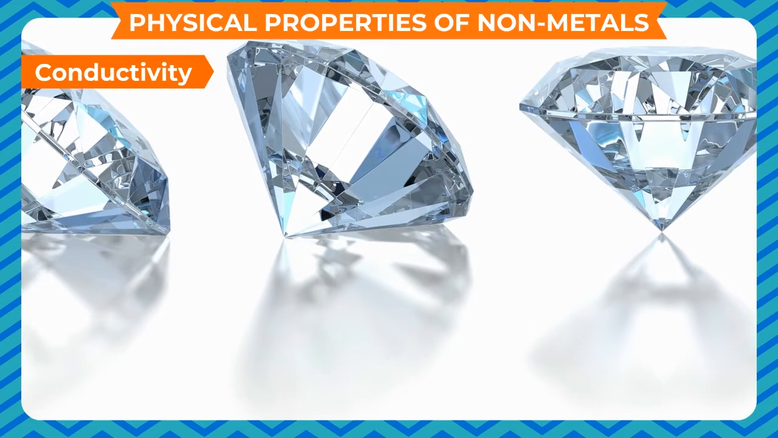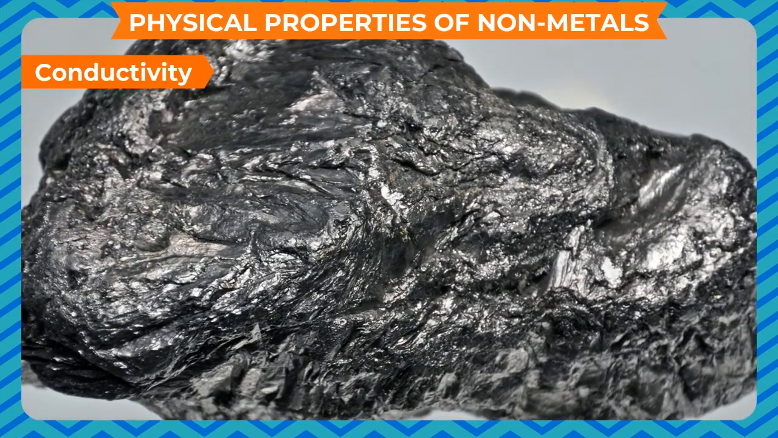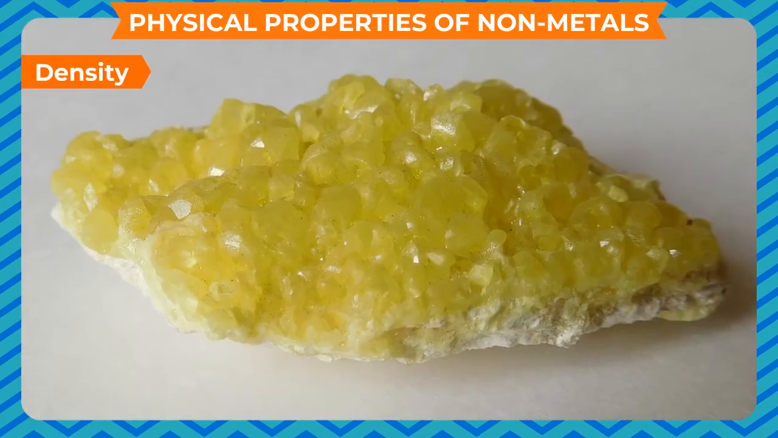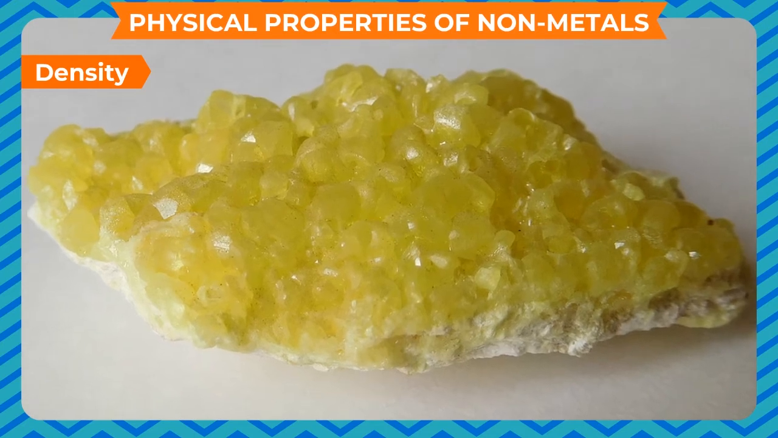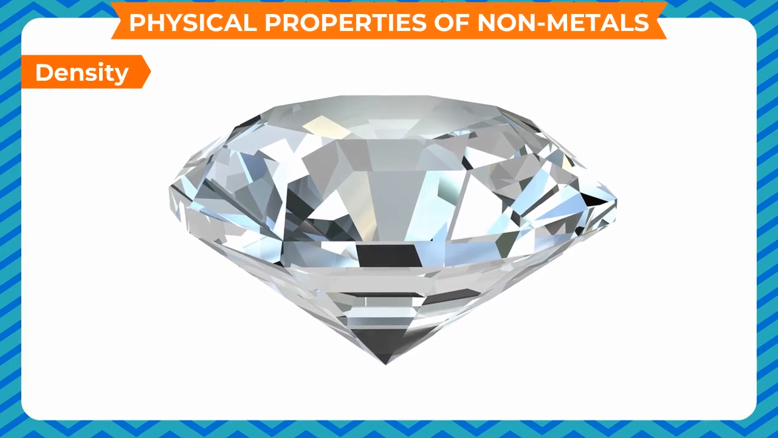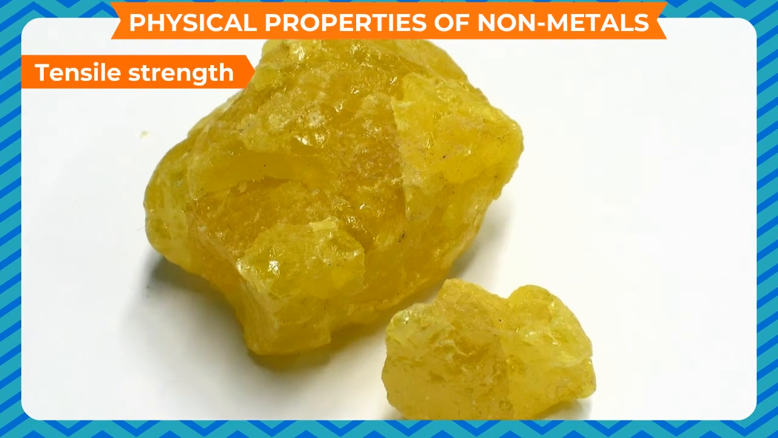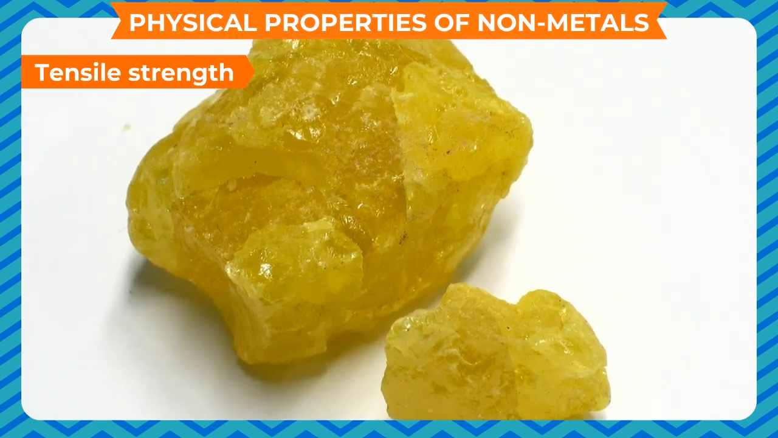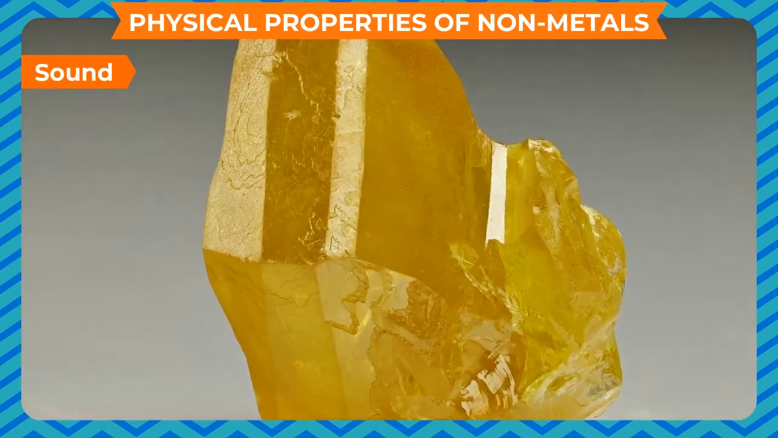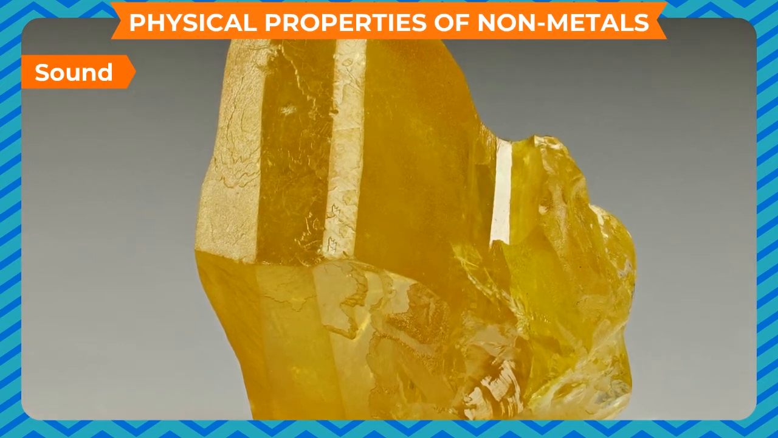Conductivity. Non-metals do not conduct heat and electricity. They are insulators. The exception here is graphite, which is a good conductor of heat and electricity. Density. Non-metals are generally soft and have low densities. The exception here is diamond, which is the hardest naturally occurring substance. Tensile strength. Non-metals can be broken easily. They have low tensile strength. Sound. Non-metals are non-sonorous. They do not produce sound when hit by an object.